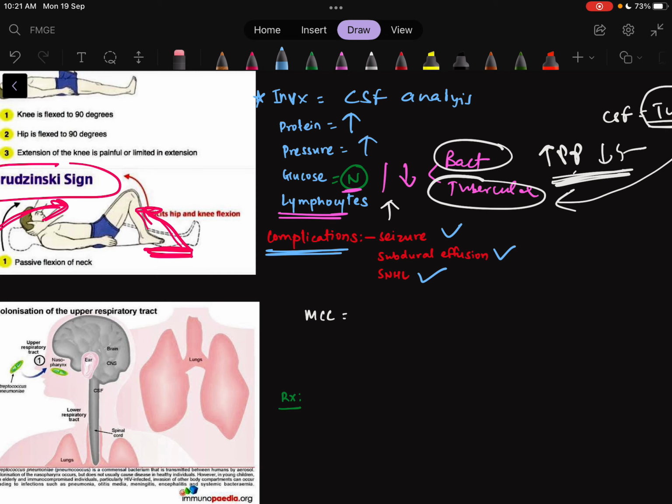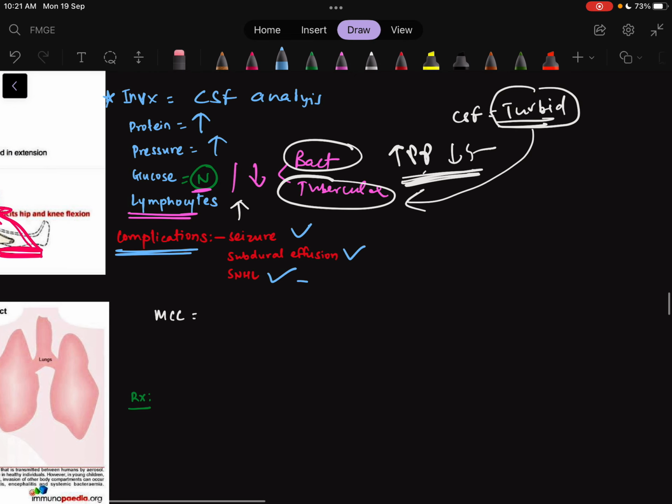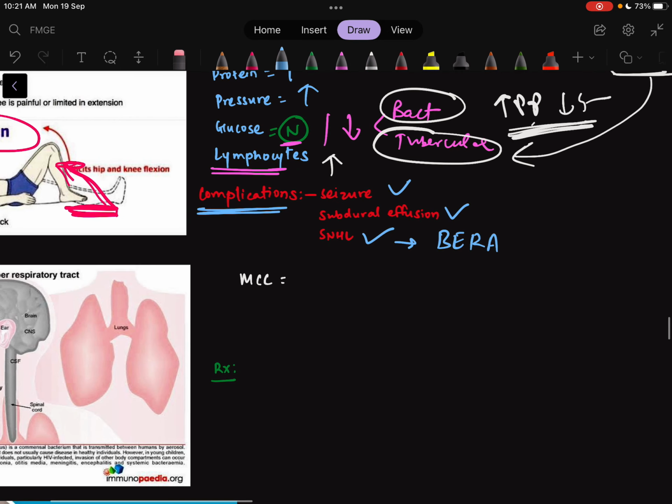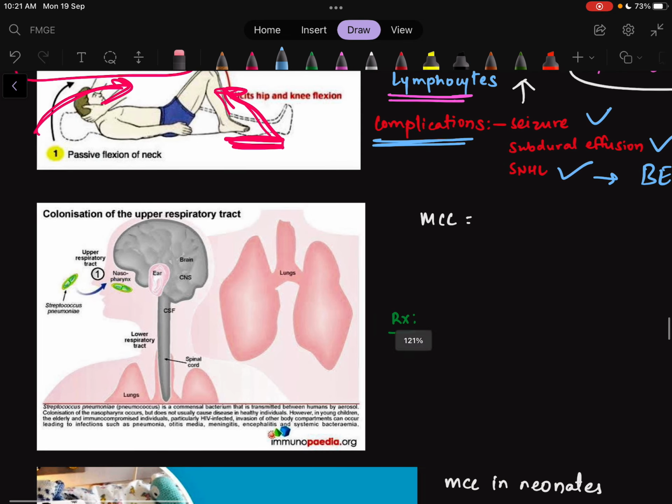For sensorineural hearing loss in children, we do BERA investigation during discharge and follow-up.